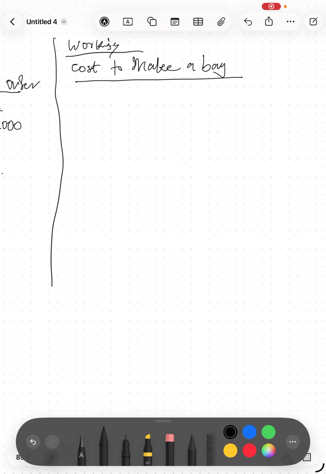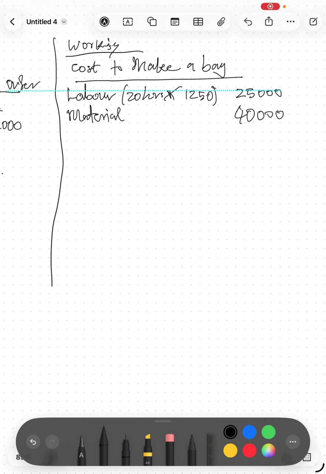We were told in the question that for you to make a bag, you will need 20 hours of labor. So the same thing, even to make the bag, you will need to calculate all the incremental cost that will be incurred to make the bag, which is labor, material, maybe if there's any opportunity cost, even variable overhead. So here we have labor, 20 hours is required, and each hour a laborer is paid 1,250, which will give us 25,000. The material, we say we need material worth 40,000 naira to produce the bag.